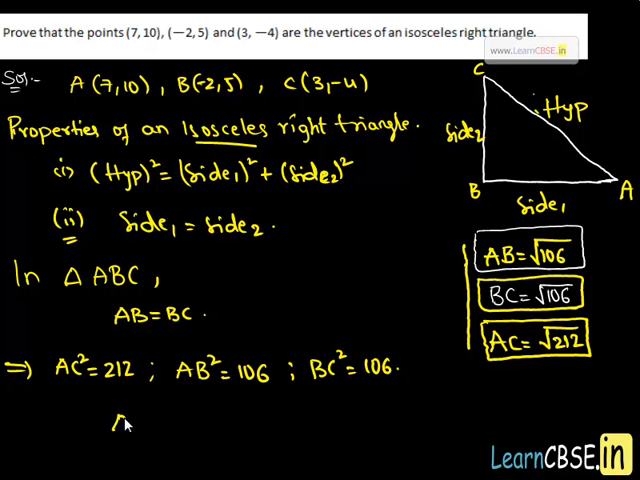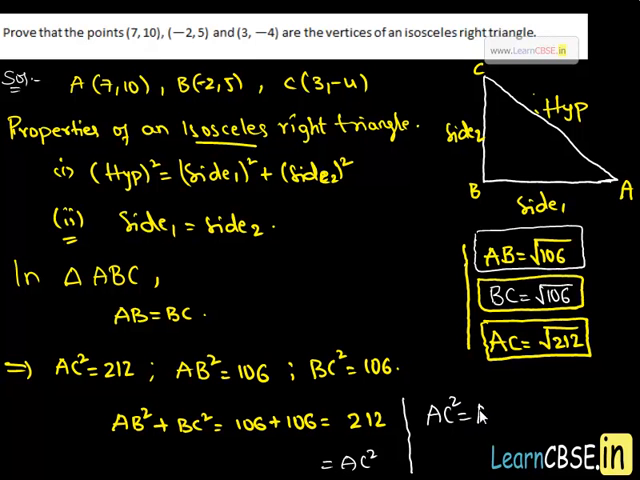Sum of the squares of AB and BC is 106 plus 106, which is equal to 212. This value is equal to the hypotenuse square. Therefore, in triangle ABC, we have hypotenuse square, which is AC square, equal to AB square plus BC square, and two sides are equal. Therefore, we can say that ABC are vertices of an isosceles right angle triangle.